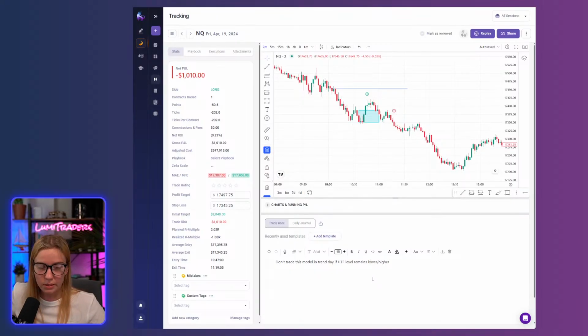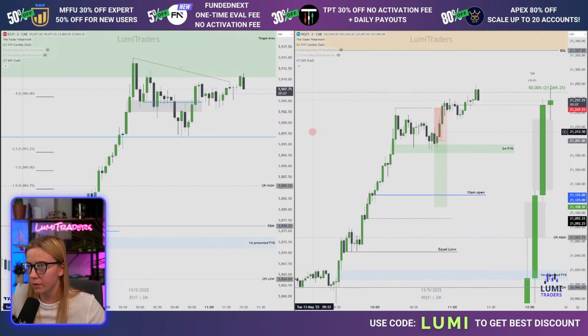So the idea is, once again, I would like to trade in the direction of the trend, right? I would like to look for the long below the 10 a.m. open, and I would like to look for short above the 10 a.m. open using a 2-minute order block. For example, you got the idea with trades I took on backtest. Exactly the same loss happened today.